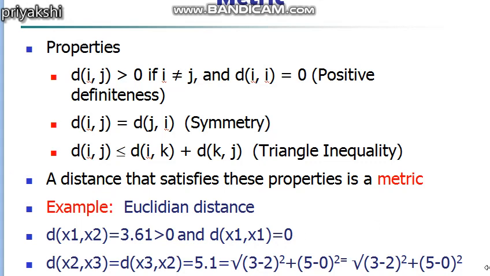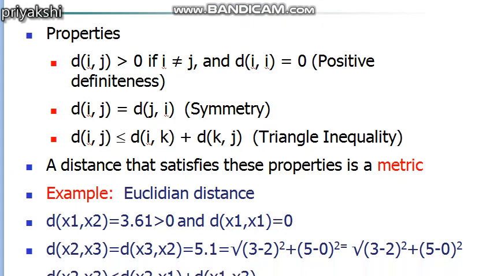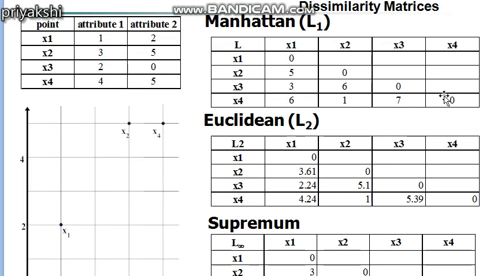The second property tells you that distance of ij is equal to distance of ji, which is the symmetricity property. And you should know that if you remember this particular matrix, this is a symmetric matrix. Symmetric matrix means the entries can be either upper triangular or lower triangular. Distance of x1 x2 will be equal to distance of x2 x1.